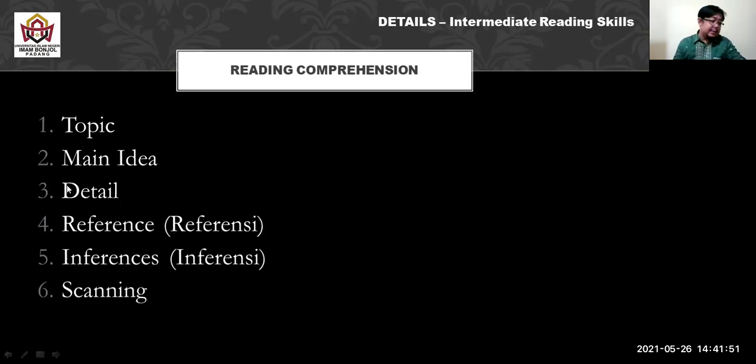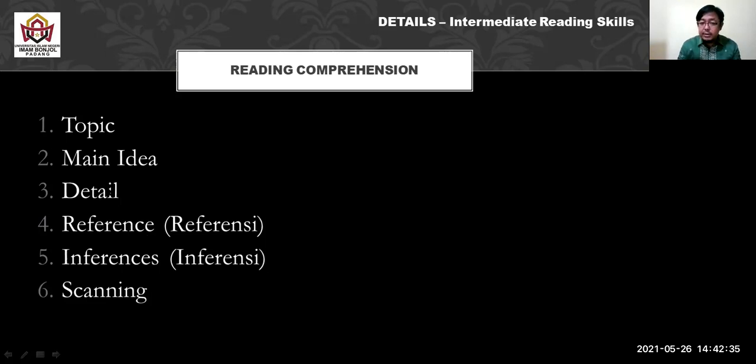Kenapa saya fokus ke detail? Karena pada pengalaman saya mengajar TOEFL paper based test untuk mahasiswa calon wisudawan di kampus saya yang lama, PGRI di Sumatera Barat, saya mengajar TOEFL, Reading Comprehension, Structure and Written Expression, serta listening. Nah, khusus Reading Comprehension, yang paling banyak keluar biasanya adalah detail, topik, dan main idea. Nah, yang ini berkaitan langsung dengan teknis.